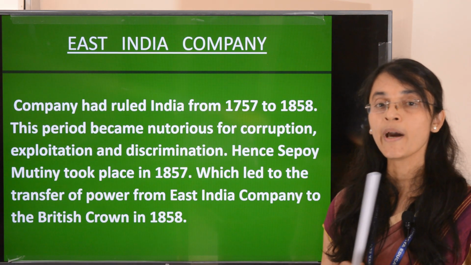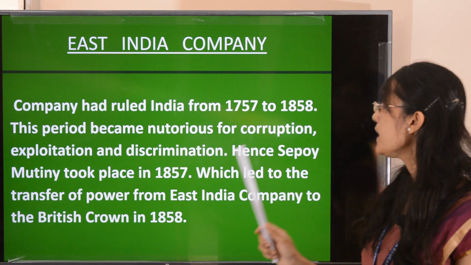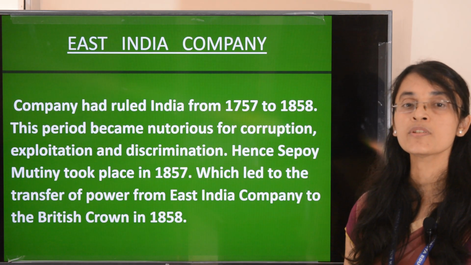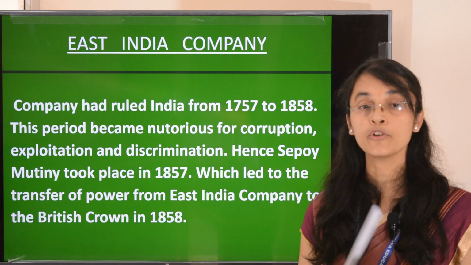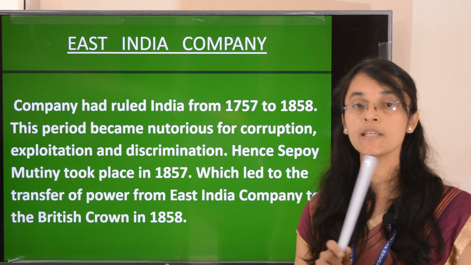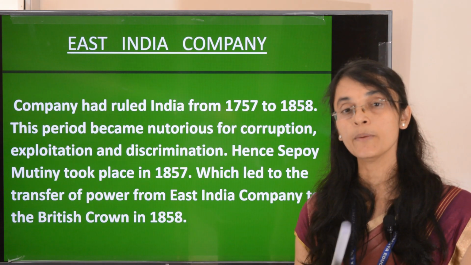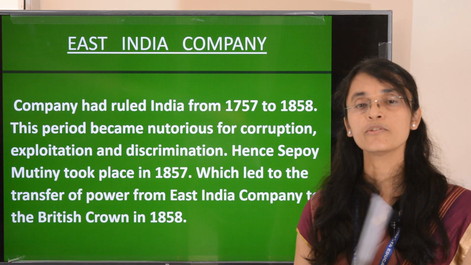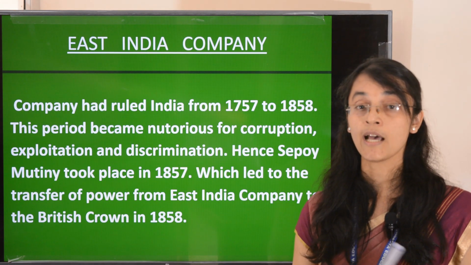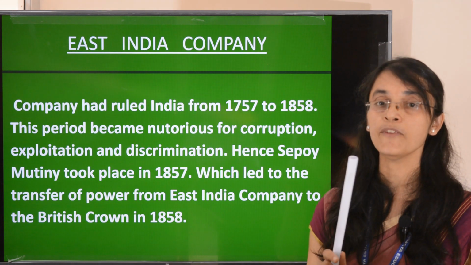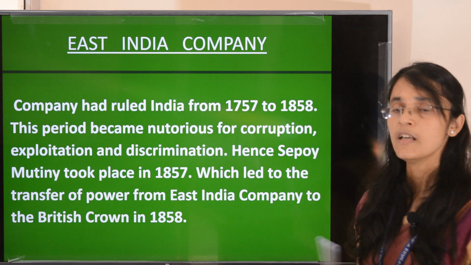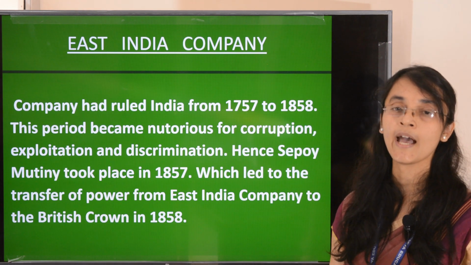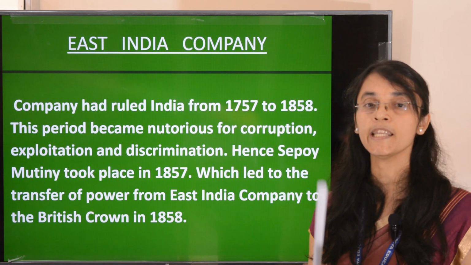Hence, the Sipahi Mutiny took place in 1857. That forced the British government to transfer power from the East India Company to the British Crown. Here, British Crown means British government. That was popularly called the Crown Act of 1858. Students, some historians have described the Sipahi Mutiny as the first war of Indian independence.